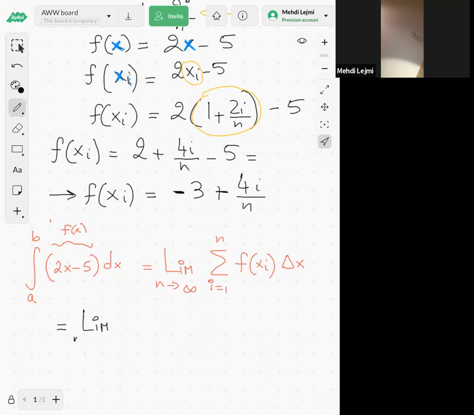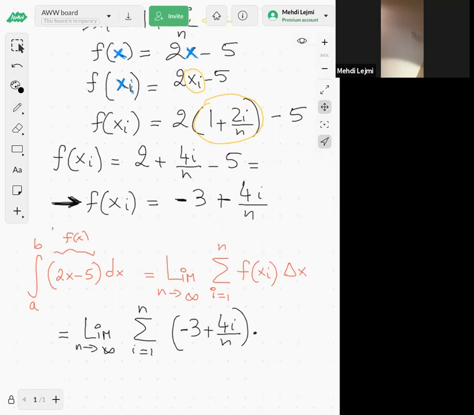And going to infinity, I have this summation, right? I going from 1 to n. What's f of xi? Well, here's my f of xi. It's minus 3 plus 4i over n. So I have minus 3 plus 4i over n, times delta x. All right, so I have to multiply by delta x.